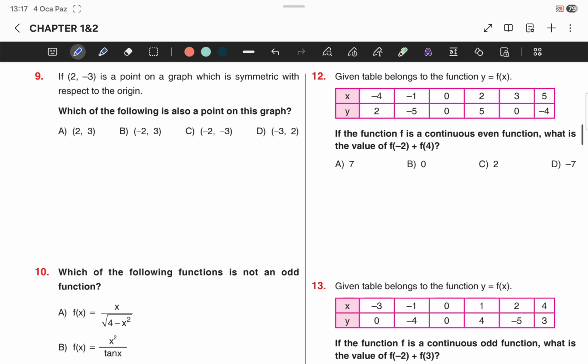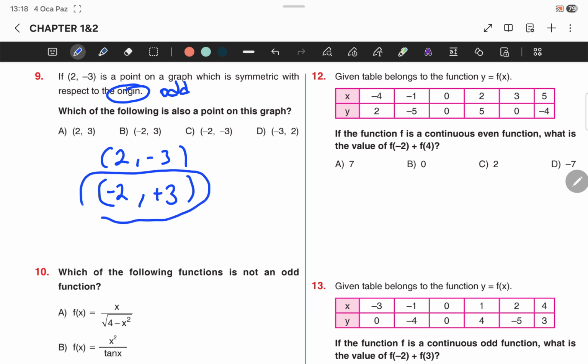Okay, which of the following is also on the same graph? Guys, do you remember what is the meaning of the origin? It means odd. My point is 2 and negative 3. If the function is odd, what should be? Opposite x value, opposite y value. So this is my answer, negative 2 and positive 3.